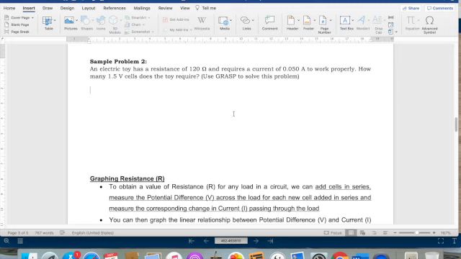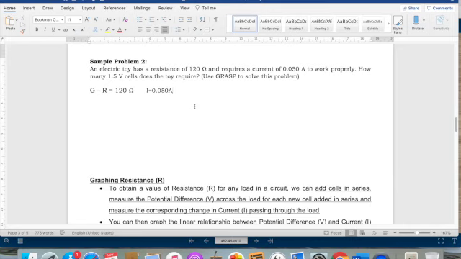All right, so what are we given in this question? What is our G? We are given the resistance of the toy, which is 120 ohms. And then we also know the current, right? The current is equal to 0.050 amps. And we know the current for the electric toy, right?